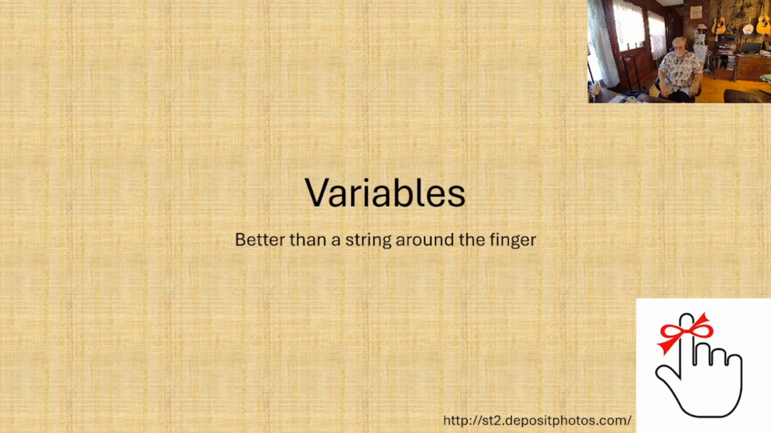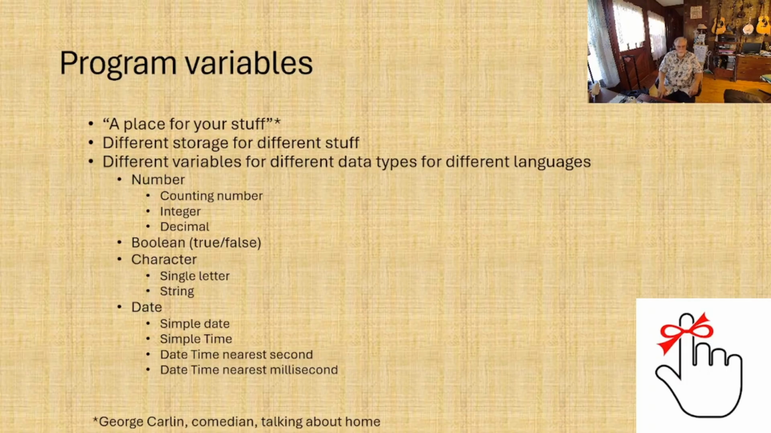Now, what I have there is the old boomer way of remembering something. You tied a string around your finger. Well, that worked okay as long as you only had that one thing to remember and you could remember what it was. Variables are a little bit better than that.